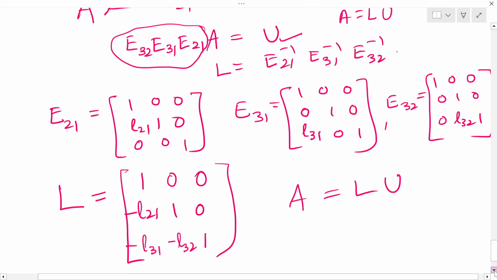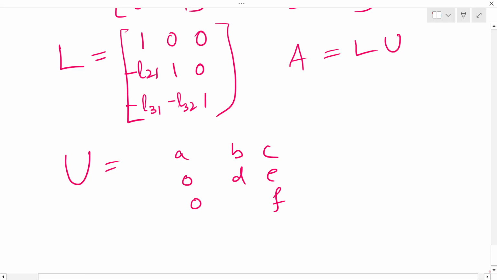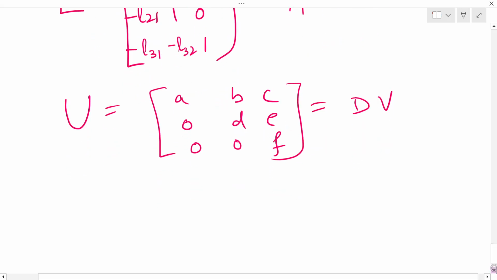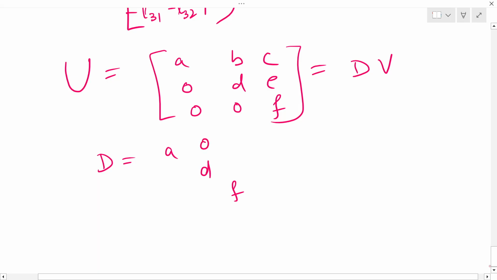Suppose again it is LDV. Let me write down U is equal to A, B, C, D, E, F. Upper triangular matrix, so they are zeros. This is my upper triangular matrix. I want to write it in the format of DV. How should I write? It is mandatory that in V all the diagonal elements will be 1. In D, A, D, F, and 0, 0. All the diagonal elements I have taken from U, the rest I have made 0.